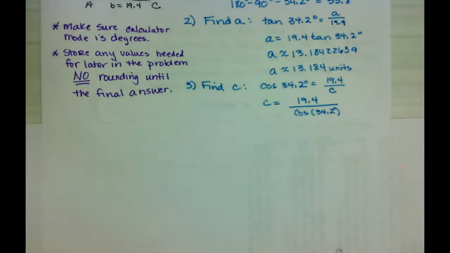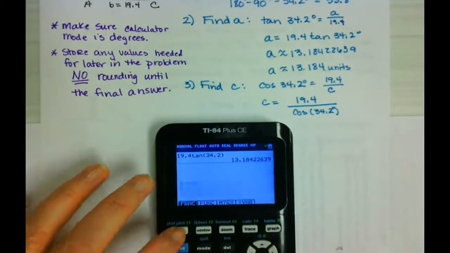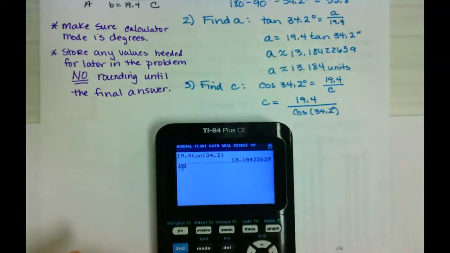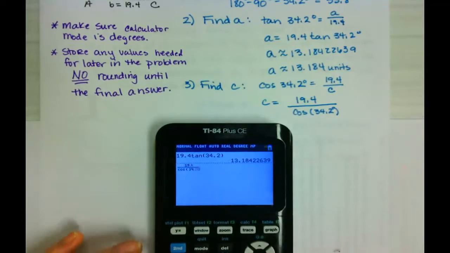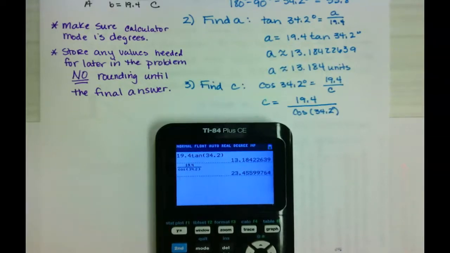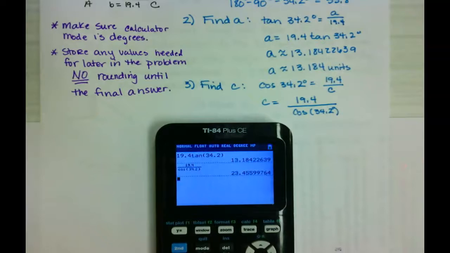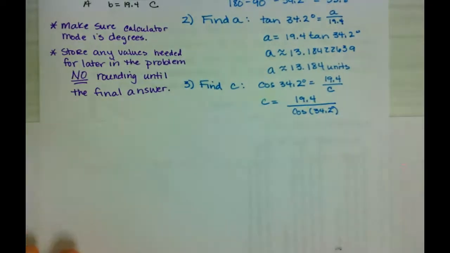And so then I can go to my calculator and I can do 19.4. Let's get a fraction there. So C equals 19.4 over cosine of 34.2, and that gives me 23.455996764. So keep in mind that we never round until the very end. So make sure you're getting everything in here and you're not trying to round intermediately in the problem.